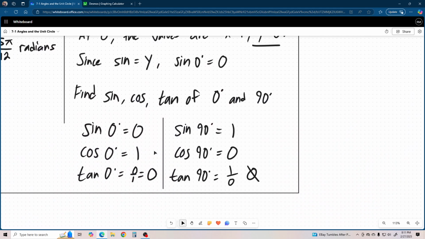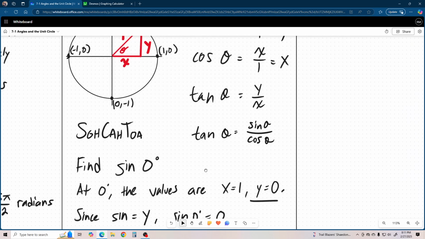So if we go down here and look at it, sine of 0 is, of course, 0, because that's what our y value was. Cosine of 0 is actually 1. Cosine of 0 degrees is 1, because that's what our x value is there. And the tangent of 0 is 0 over 1, which is 0.